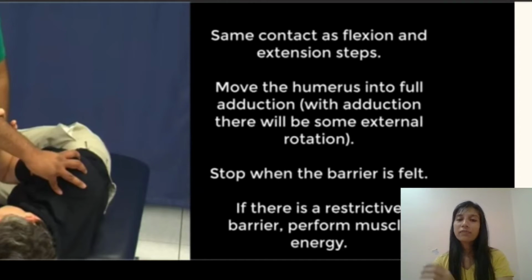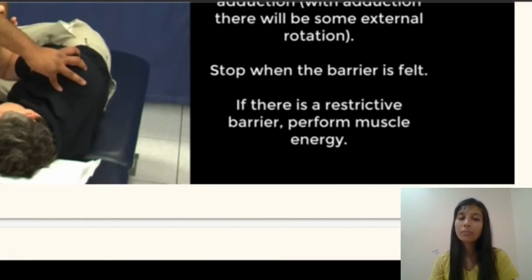Same contact as flexion and extension steps, caudal and cephalic hand. Move the humerus into adduction. With the adduction, some external rotation also happens. Stop when the barrier is felt. If there is a restrictive barrier, you can perform the MET.